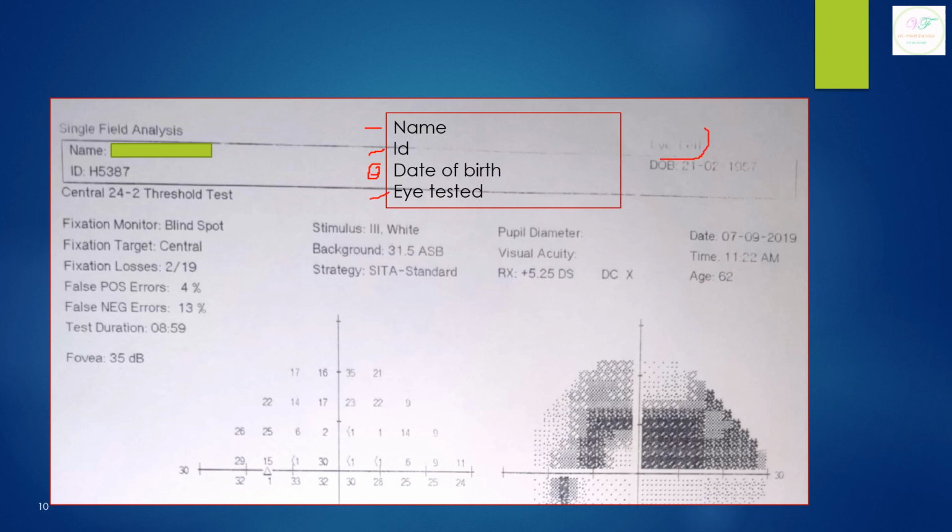Suppose the printer is not good and the eye is not mentioned like this, still you can find out which eye it is by looking at the grayscale. Now if you see this grayscale report, this is the optic disc, and generally the optic disc is on the side of that eye's field. So this is a left eye field.